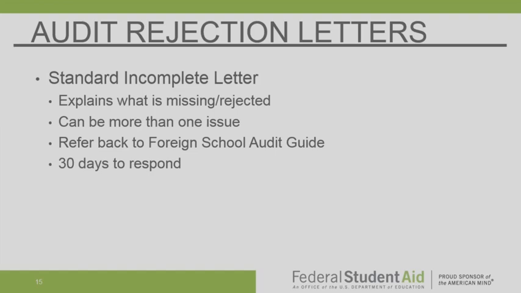But I just want to move on just a little bit, because we just have a few more minutes, talk a little bit about audit rejection letters, because I know some of you have received these. We call them a standard incomplete letter, but it talks about what's missing or rejected. It's not always very helpful, but usually there's going to be a box or two checked that say something is missing. For example, the corrective action plan that you didn't have last year because you didn't have any findings. But it can be multiple things in there, and this is your responsibility to work with your auditor to get this resolved, okay? We always refer schools back to the Foreign School Audit Guide.